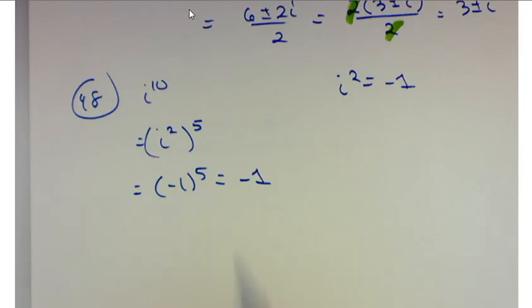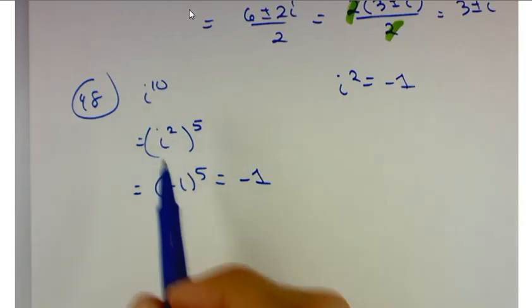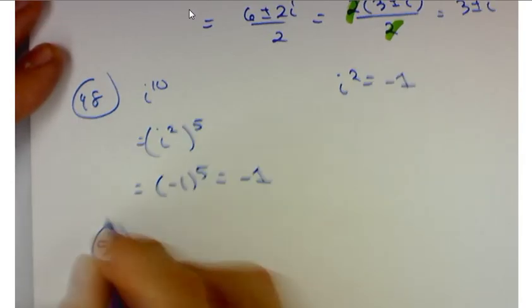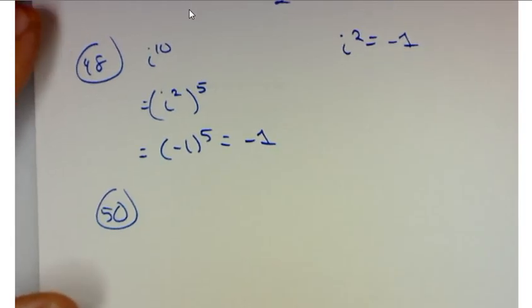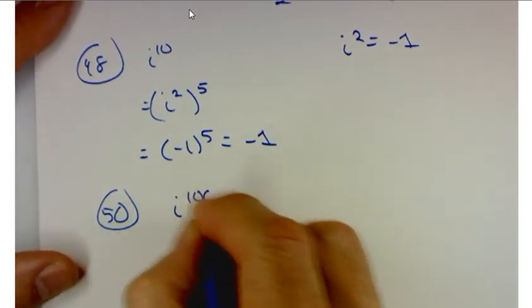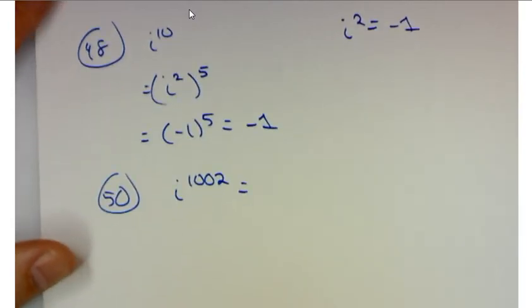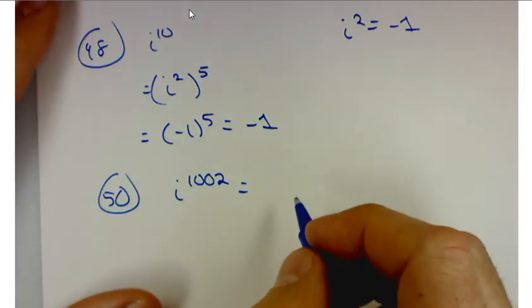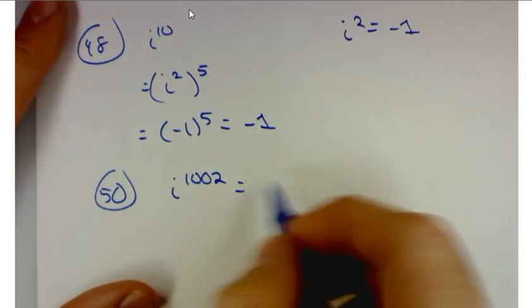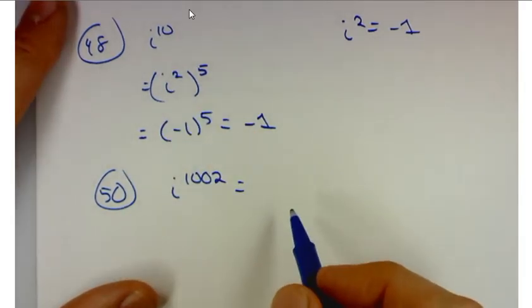All you're doing is taking advantage of the fact that you know what i squared is. Now your calculator can actually do this accurately up to really large powers of i. But again, I like to see the work. And at some point, say around 700, I think, it starts to give you the wrong answer. But algebraically, we can work it like we did problem 48.